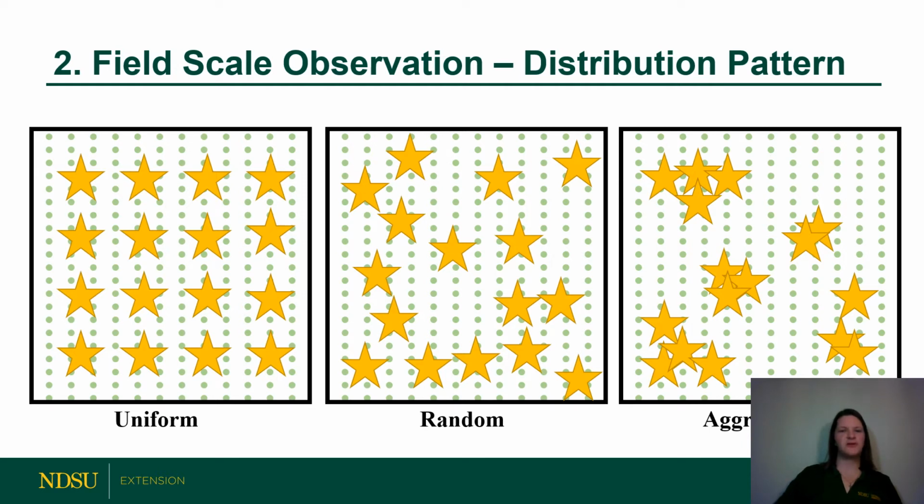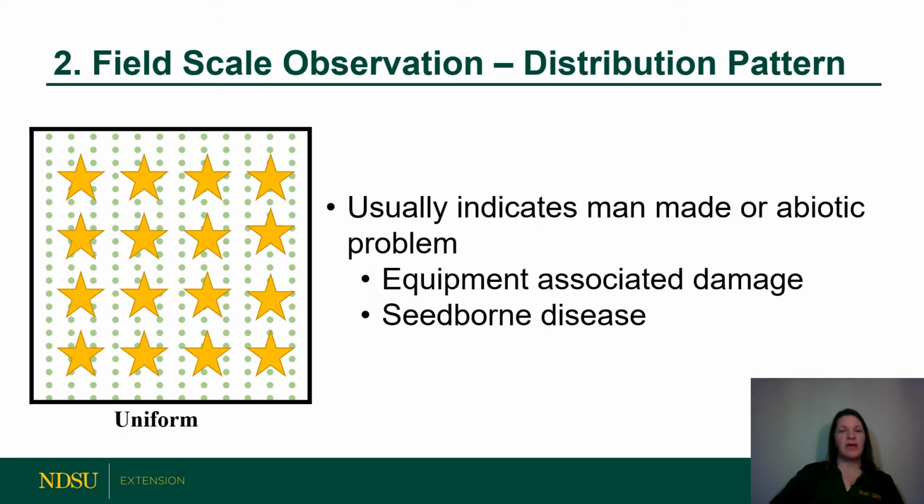And this is all relative to the scale at which we are seeing a pattern. The first distribution pattern to look at is the uniform distribution. This is usually indicating a man-made or abiotic problem. This could be equipment-associated damage or seed-borne disease, for example.